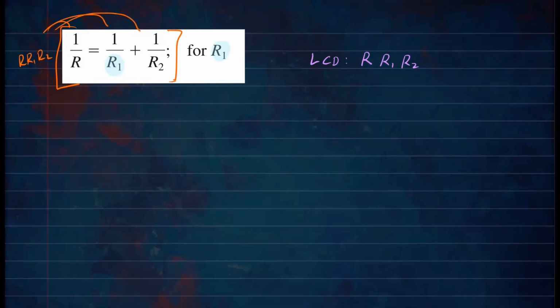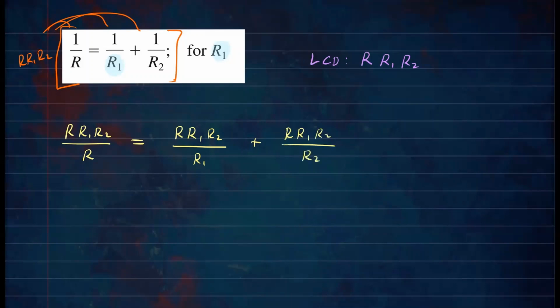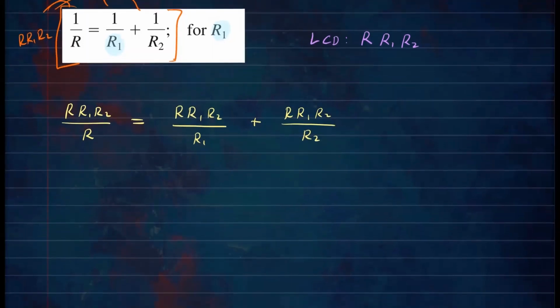So on the left-hand side, you'll have r times r1 times r2 times 1 over r is equal to, on the right-hand side, when you distribute, the first term will be, again, 1 times the LCD, that's r times r1 times r2 divided by r1. The second term will give me 1 times the LCD, r times r1 times r2 divided by r2. Now we simplify. Now you could have done this step mentally. I'm showing you more steps so you can see where this is going.